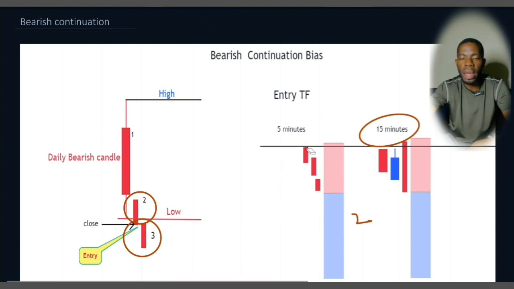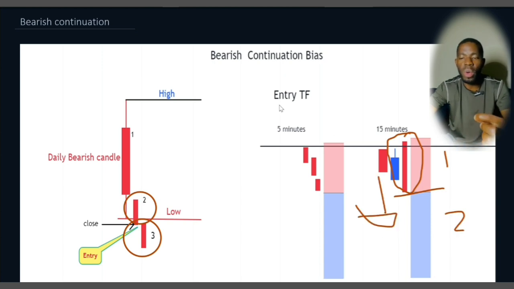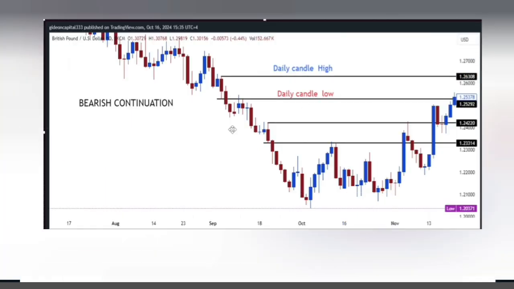If you can find a bearish engulfing candle like this one, when you find it in a lower time frame, use that as your entry and place your 1-to-2 risk to reward ratio all the way down as you sell. So that is a bearish continuation bias. I'm going to show you this on a real chart.